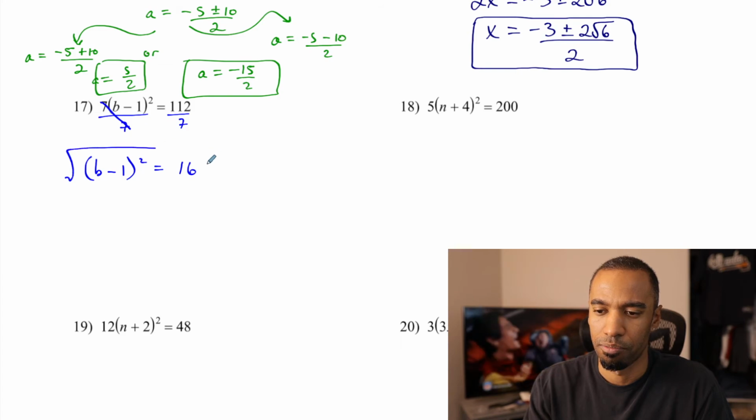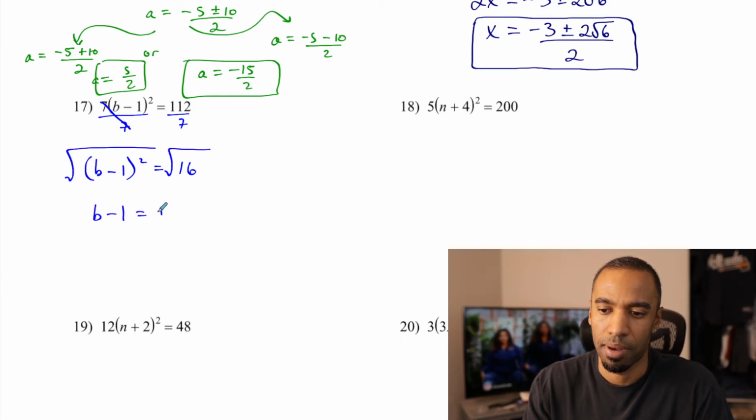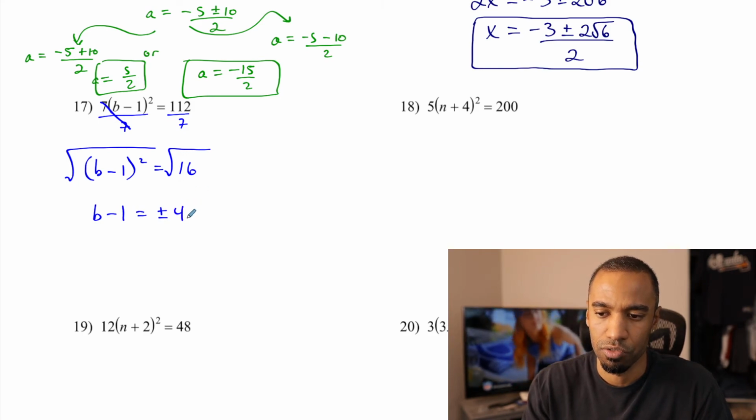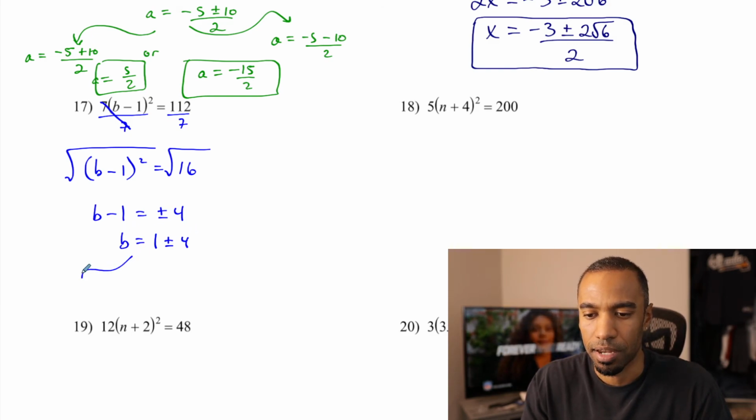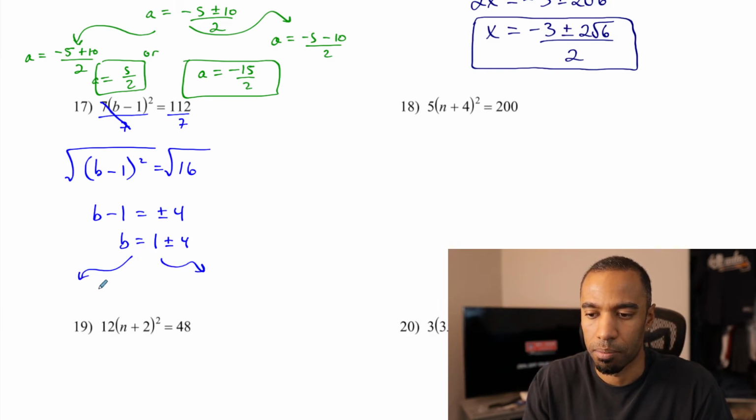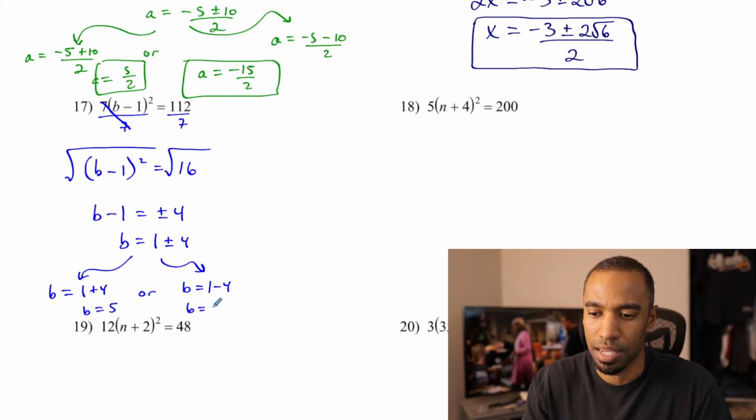We take the square root of both sides there, and we get b minus 1 equals plus or minus the square root of 16, which is 4. So b equals 1 plus or minus 4 when you add the 1 over. Now, again, I'm not done here because 4 being a perfect square means you can actually add 4 or subtract 4. And so you get b equals 5 or b equals negative 3.